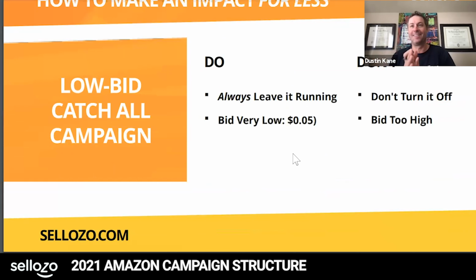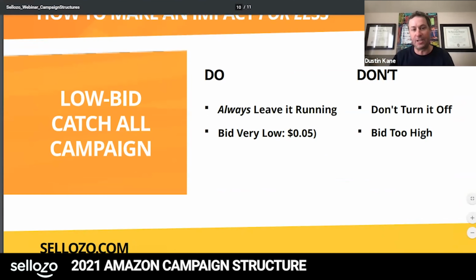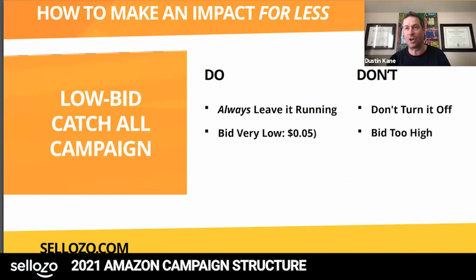All right, let's talk about this. This is an immediate win. It doesn't matter what stage you're in. It doesn't matter how many products you have. It doesn't matter anything. Everybody should have a low bid catch-all campaign set up. We'll talk about this. If you come on as a managed client of Sellozo, that's the first thing our team does. Day one, they make a low bid catch-all campaign. And Chris and I, we'll talk to people. We'll tell them to do this because you don't really need to optimize this.